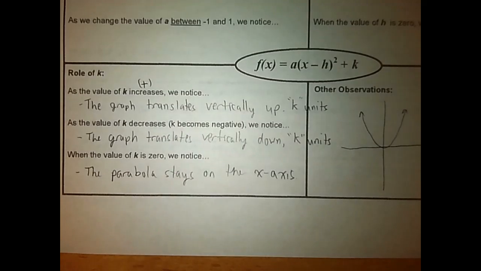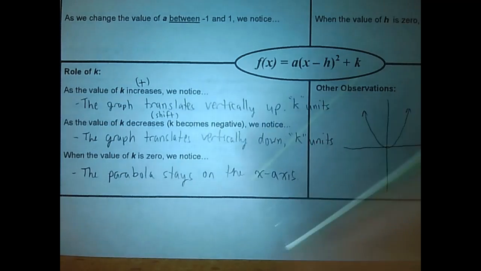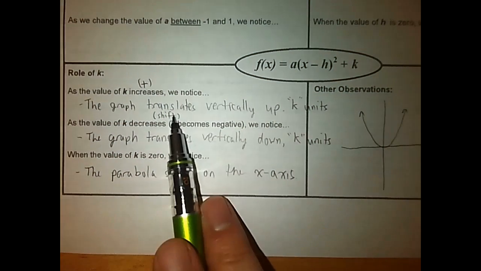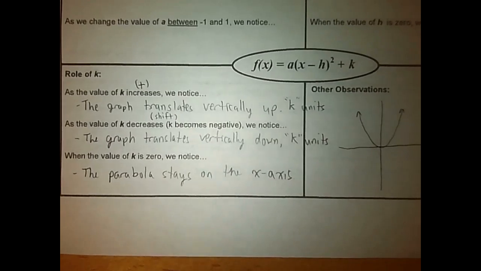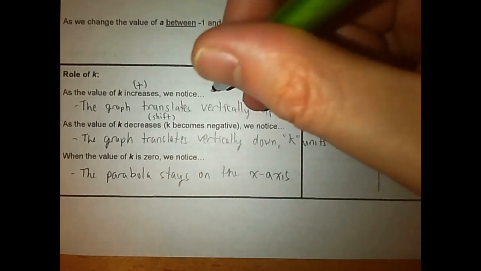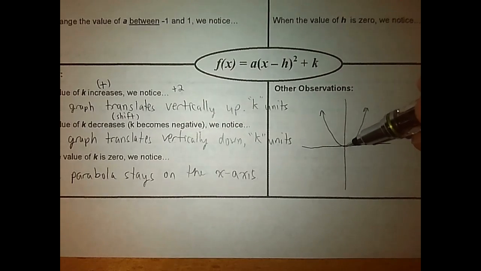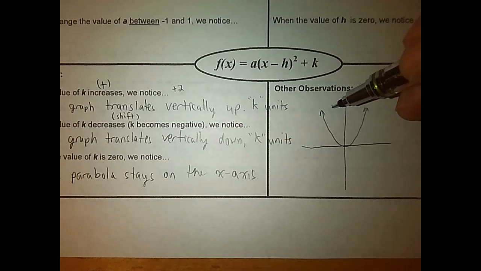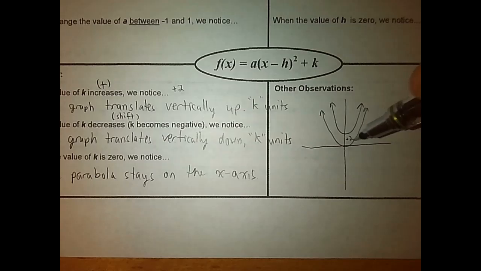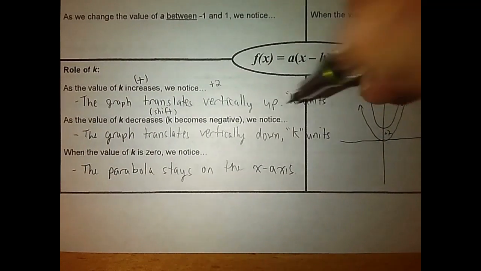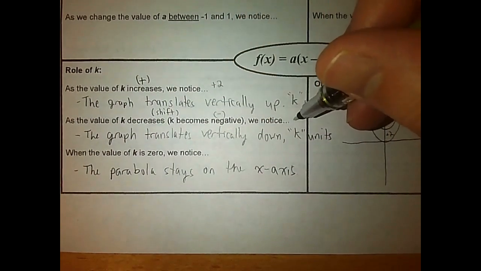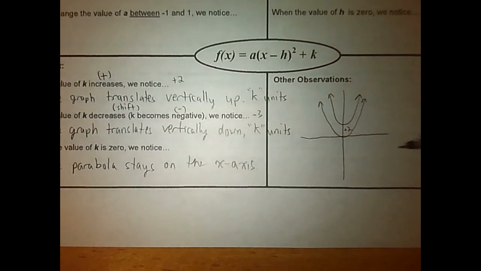What do I mean by translate? Another word for translate is shift. Translate is the proper term, I guess, but shift is also okay. They mean the same thing. So if we have a positive k value, let's say positive 2, my graph will be shifted up 2 units. It's going to be like this. And if k becomes negative, for example, negative 3, we are going to notice that the graph, if it starts here, is going to be shifted down 3.